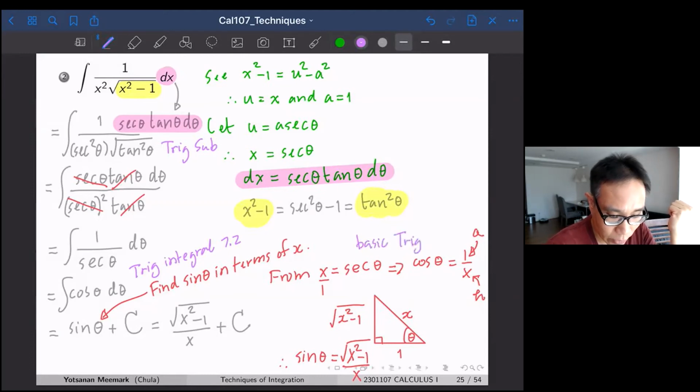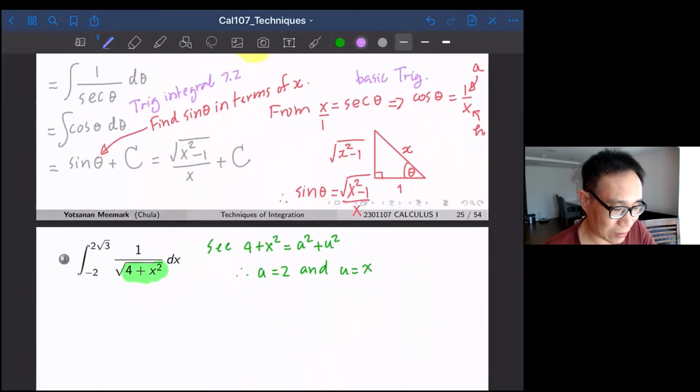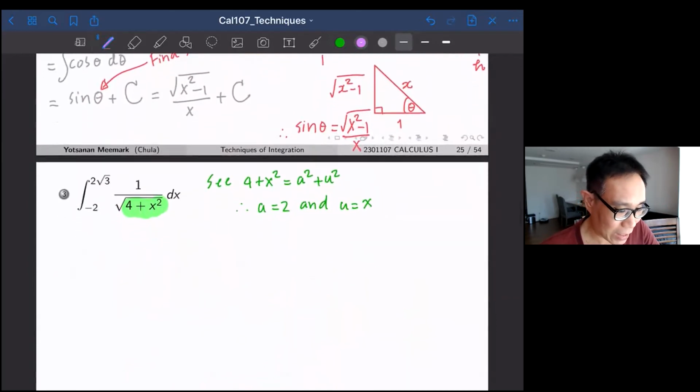So this one turned out to be difficult because some of you are weak on trigonometry and it's going to involve a lot of algebra. However, practice makes perfect. So you need to practice this kind of problem a lot.